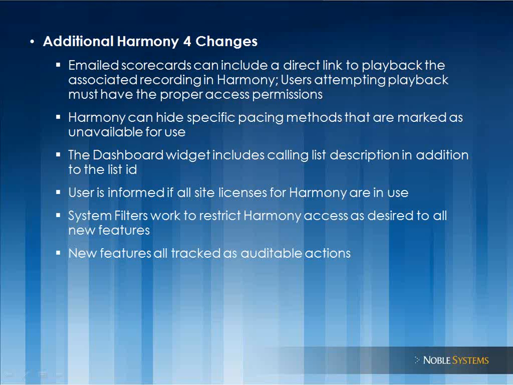Harmony now can hide specific pacing methods that are marked as unavailable for use. So if you have only a certain subset of pacing methods that you wish to allow your people to set as a pacing method for a specific campaign or for all campaigns, you can hide the other pacing methods so they're unavailable for use. The Harmony dashboard widget now includes the list description in addition to list ID. So it'll give you a little bit of an easier way of finding which list you are loading versus just simply the list ID. We have a new alert that informs users if all site licenses for Harmony are currently in use, and you can go ahead and contact Noble Systems if that happens regularly, and we can help you get that sorted.